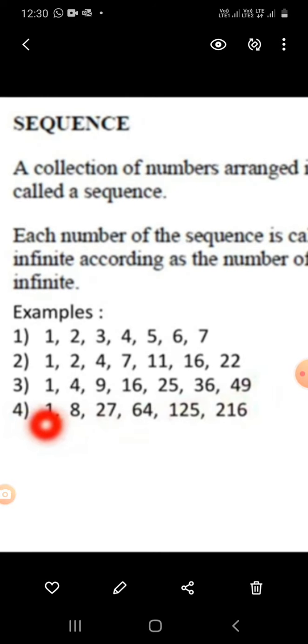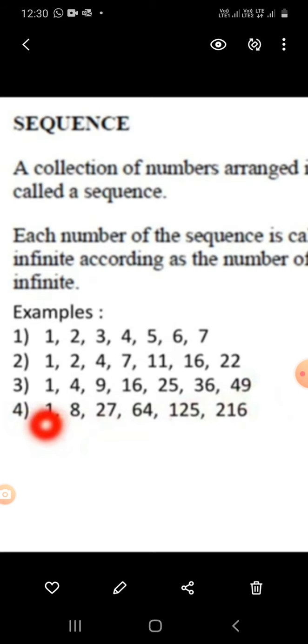First one: 1, 2, 3, 4, 5, 6, 7. What kind of sequence is this? That is the natural number set. 1, 2, 3, 4, 5, 6, 7. It's the natural number set.